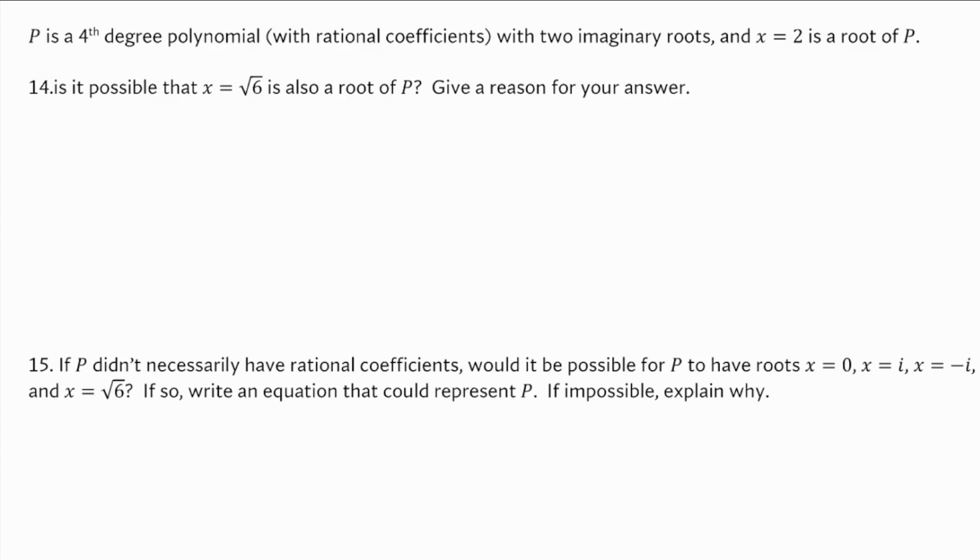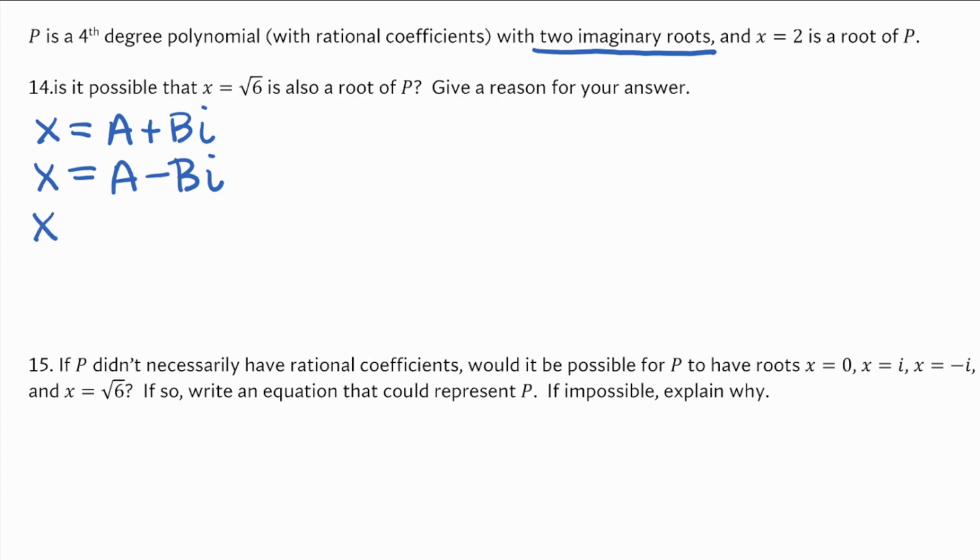So I've got two imaginary roots. So I'm going to say that means I've got x equals a plus bi and x equals a minus bi. We don't really know what a and b are, but we know that there are two imaginary roots, and we also know that they're going to be conjugates. We've got x equals 2 is also a root. So there's this fourth root that we don't know what it is.